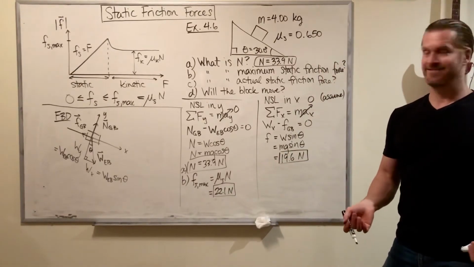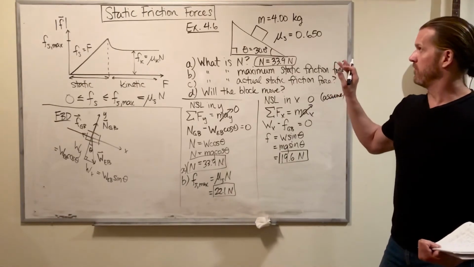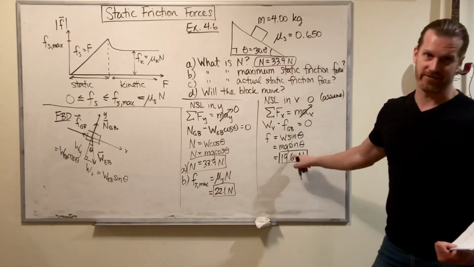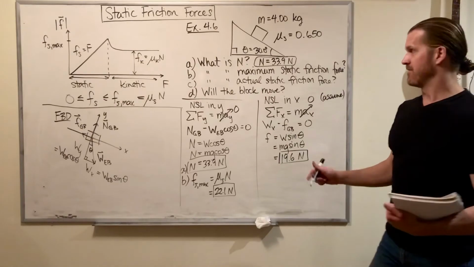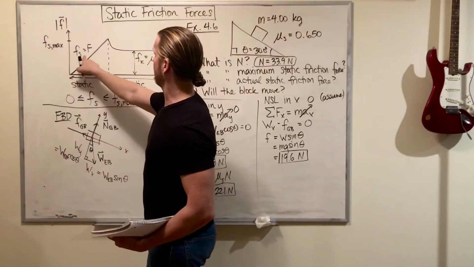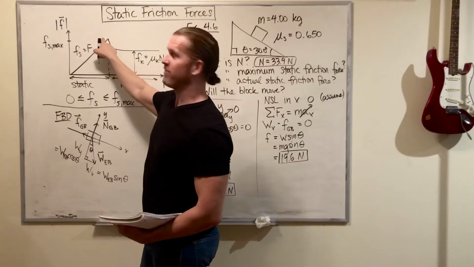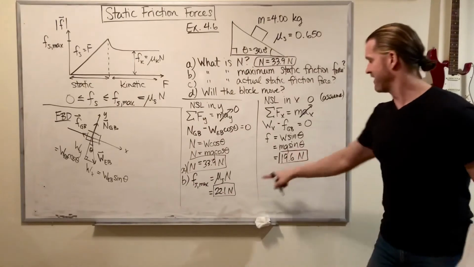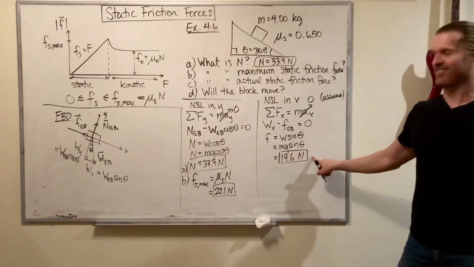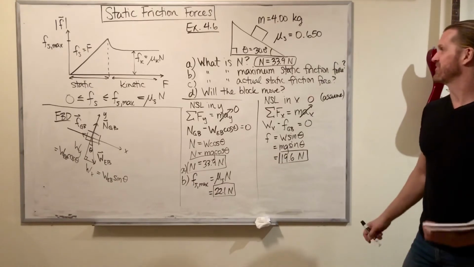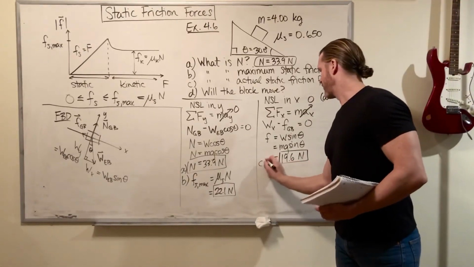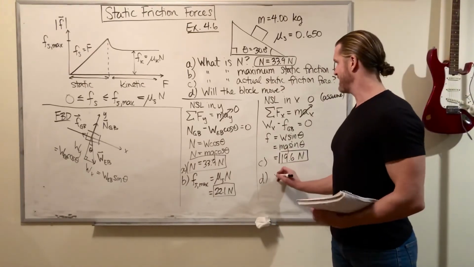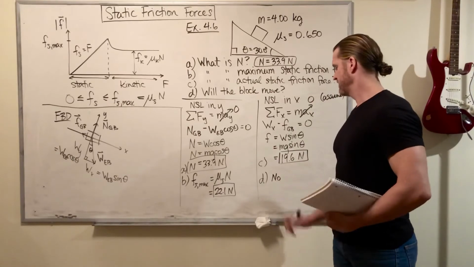It's not needed, so this actual static friction force is this value. Because remember, static friction takes whatever value is needed to hold an object stationary up to some maximum point. Since we didn't exceed the maximum, then static friction is this value. So there's our answer to part C. And that means that our answer to part D is no, the block does not move. It's stationary.